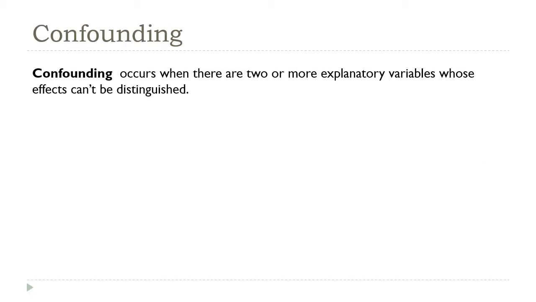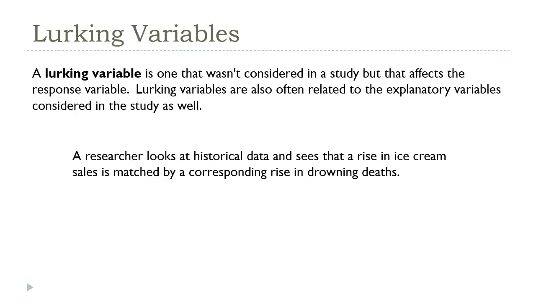A significant concern when designing research plans is determining whether or not the variables you're considering really are related, or if there's something else going on behind the scenes that maybe you didn't consider. So this kind of situation where there are two or more explanatory variables whose effects for whatever reason we can't distinguish is what we mean by confounding. A lurking variable is one that wasn't considered in the study, but that has the potential to influence the results.